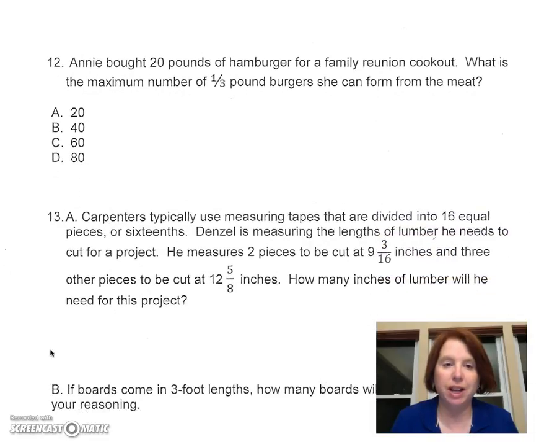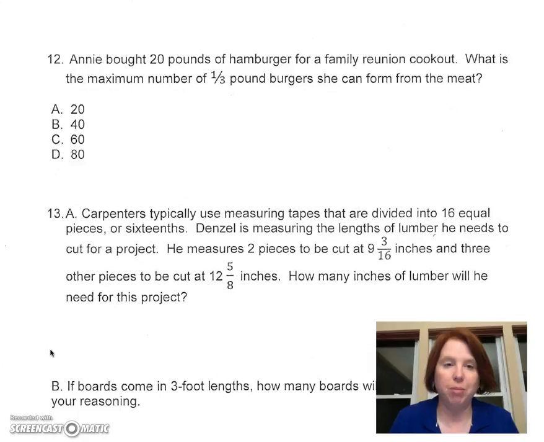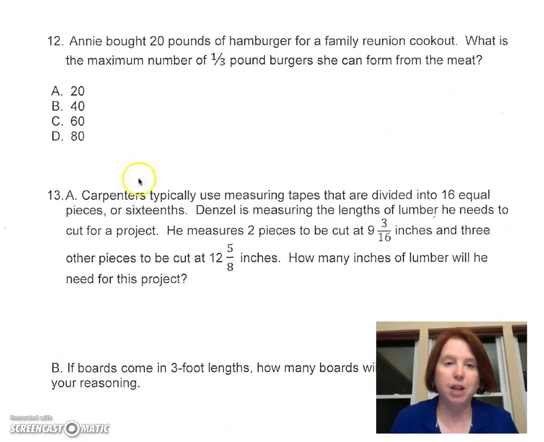Okay, moving on to the next page. Number 12 says, Annie bought 20 pounds of hamburger for a family reunion cookout. What is the maximum number of 1/3 pound burgers she can form from the meat? Is it A, 20, B, 40, C, 60, or D, 80?